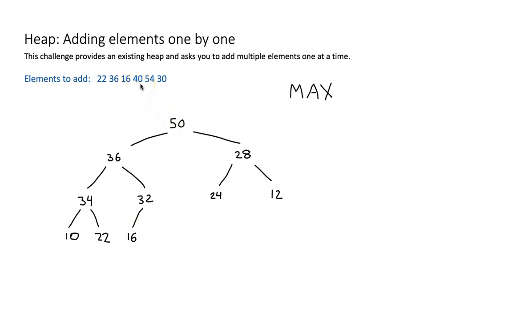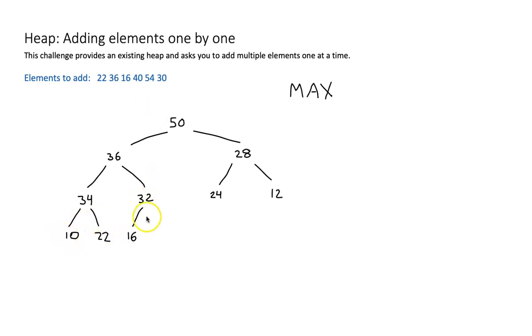Again, pause the video, try to do it yourself. When you're done, press continue. So at this point, I'm going to enter 40. I'm going to find the last row, find the next position. Next position is 40. And I'm checking, do I need to do any swimming? 32 is not greater or equal to 40. So yes, I need to do some swimming. 40 swims up, 32 comes down.